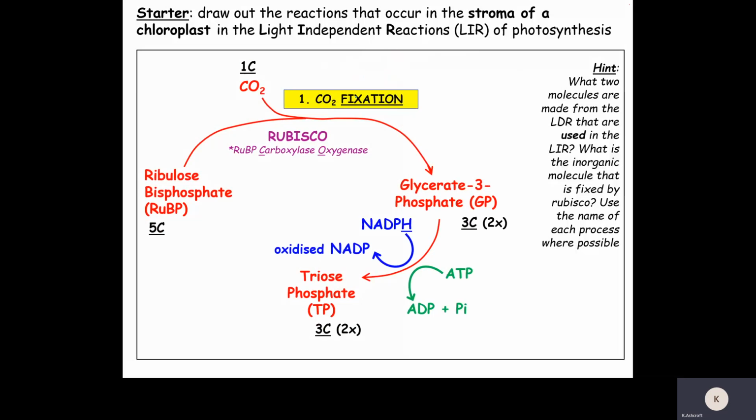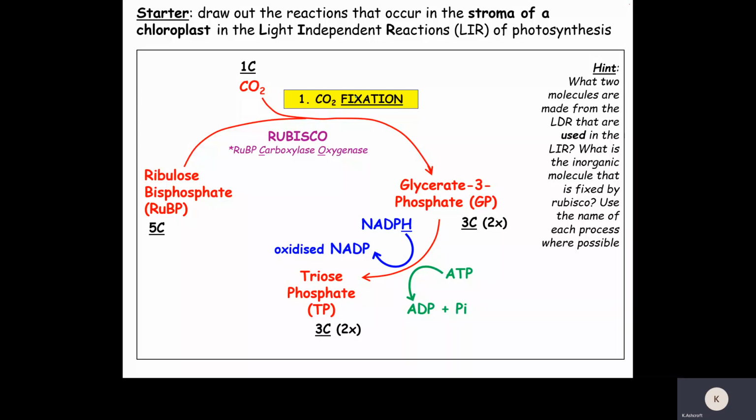Now this will reoxidize NADP, and that will then go back to the LDR reactions at the end of the electron transport chain, and that will then become reduced once again. Now we know triose phosphate is a 3-carbon organic compound. 2 of these triose phosphates are required to synthesize 1 glucose. Now we know glucose is a hexose sugar, and that means it's got 6 carbons. So glucose is C6H12O6.